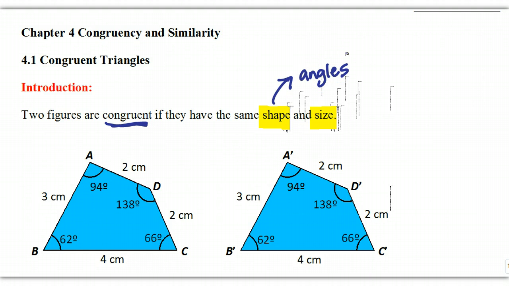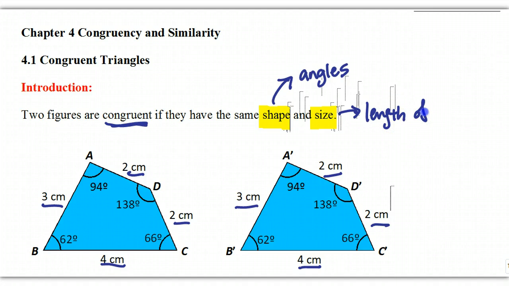And how do we tell that they're exactly the same size? Besides looking at the figure itself, we look at all the measurements. You see that all the measurements of the figures are exactly the same. So we can confirm that these two figures are the same size. So we confirm that they are the same size by looking at the length of their sides.